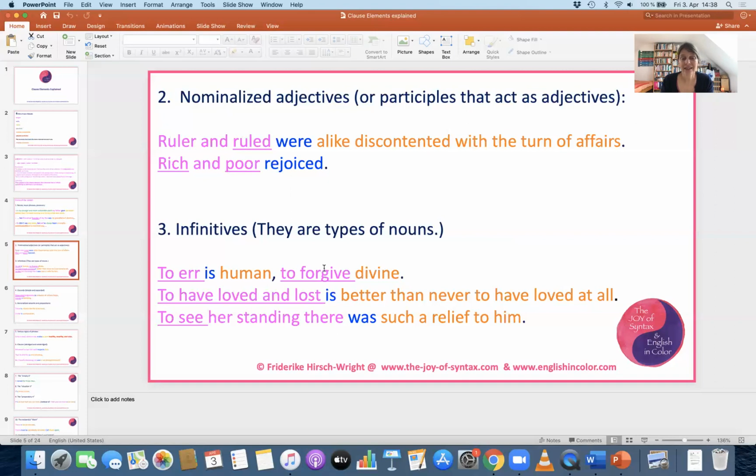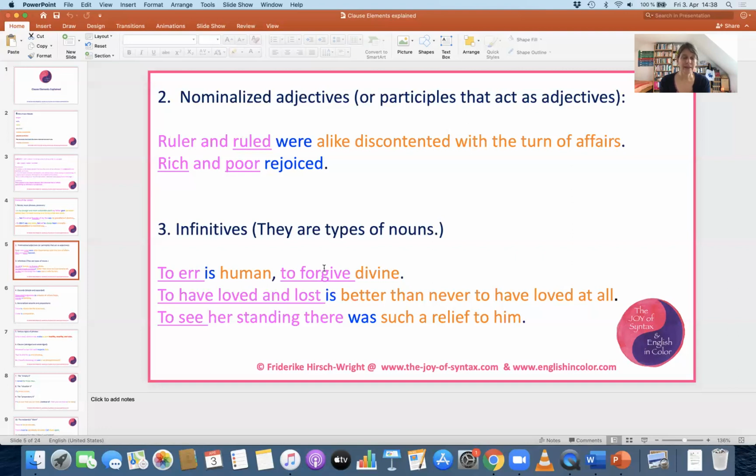To have loved and lost is better than never to have loved at all. It's from a famous poem by Tennyson. To have loved is actually the perfect infinitive. And lost, here we also have a case of ellipsis. To have loved and to have lost would be the complete clause, but because the elements to and have are identical, we can leave them out. To have loved and lost is better than never to have loved at all.